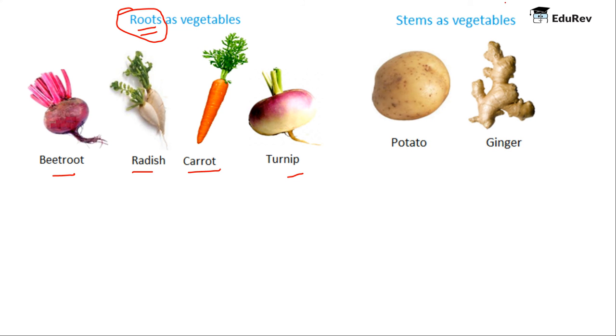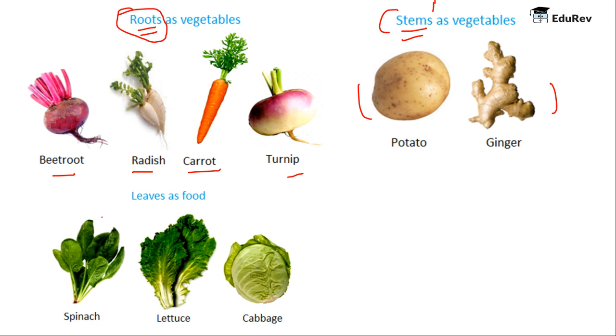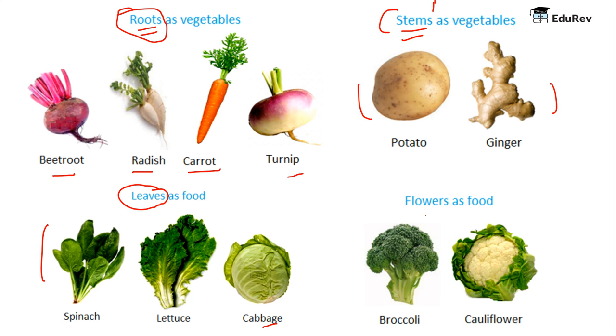Do you know the potato and ginger are actually the stems of a plant and we cook them as vegetables too. So we eat stems of a plant too. Here, have you ever eaten spinach? We wash the leaves of the spinach, we put them in the cooker, boil it and we cook it. Spinach, lettuce and cabbage are actually the leaves of a plant. The vegetables like broccoli and cauliflower are actually the flowers of a plant and we cook them as vegetables too.